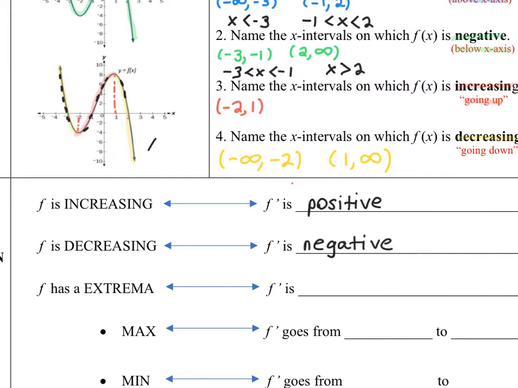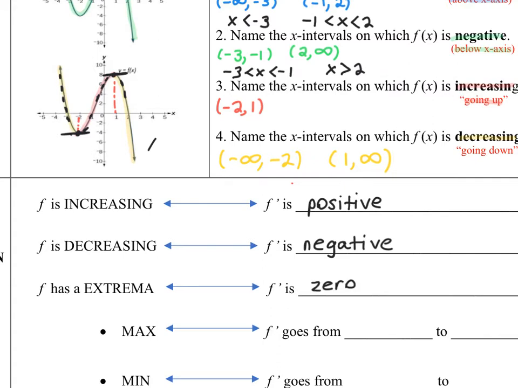F is going to have extrema. That's just the catch-all term for maxes and mins. It could be either one. If you look at this graph up here, I have a minimum here at negative 2 and a maximum here at 1. And if I were to do a tangent line at negative 2 or at 1, they would be going horizontally and my slope would be 0. Therefore, f prime is 0 at these points.